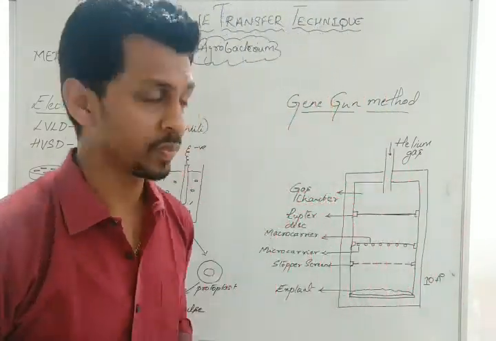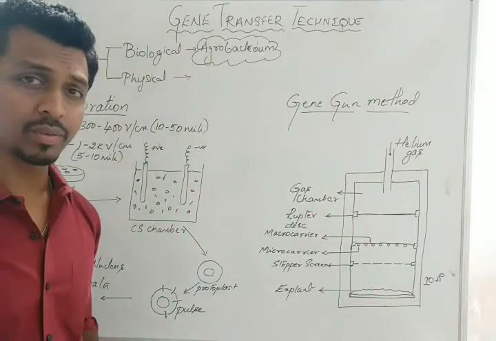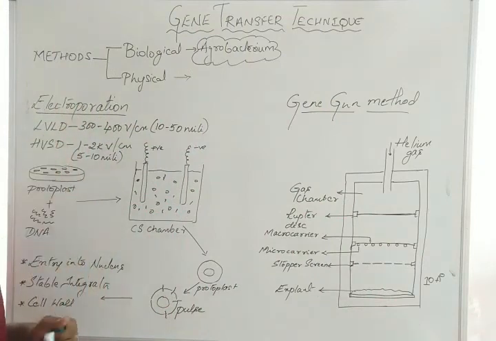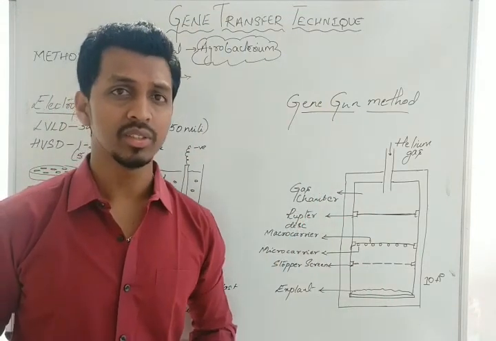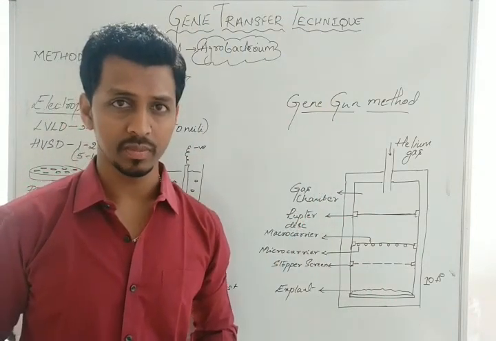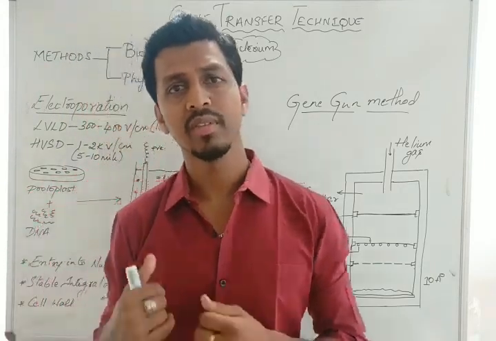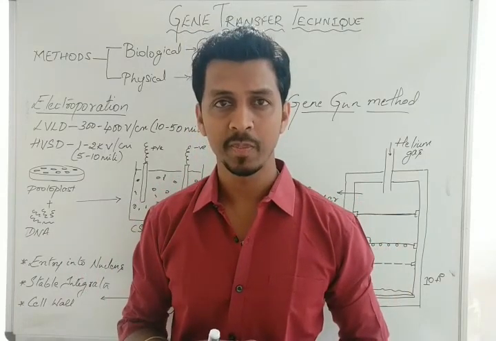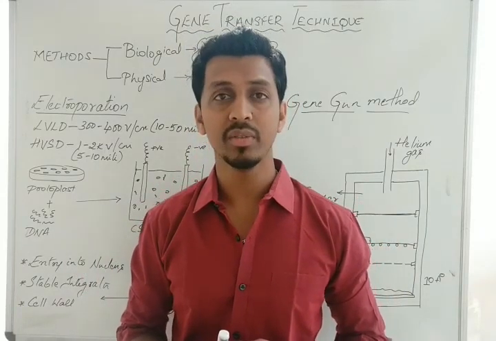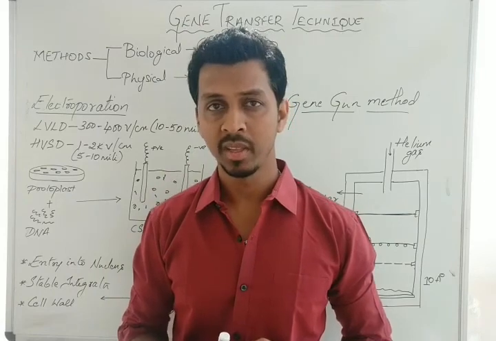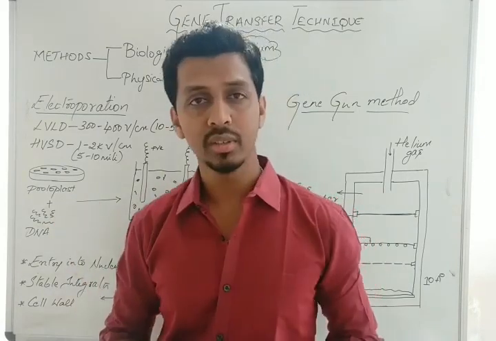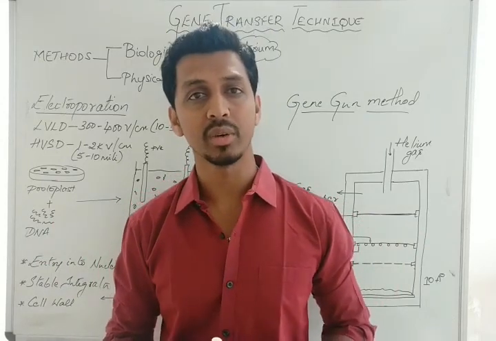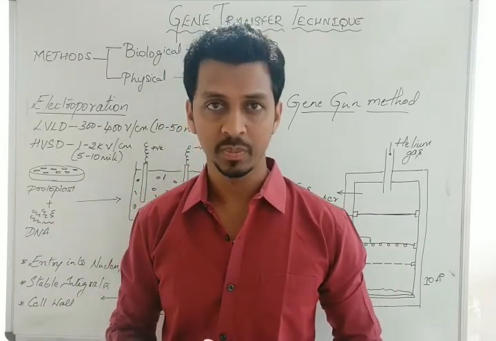transferring genes. Among the physical methods, we have two important techniques: one is electroporation, and the next one is the gene gun method. What is the advantage of physical methods over biological methods? These techniques are quite fast compared to the Agrobacterium mode of gene transfer. Electroporation as well as the gene gun method each have their own importance when it comes to transferring genes.